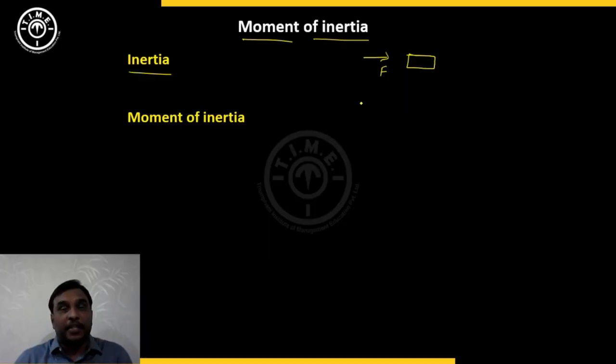If it is in a state of rest, it wants to stay in the same state, or if it is moving with a constant speed, it wants to keep moving at the same speed until any external force acts on it. That is inertia. The simple definition of inertia is the inability of the body to change its state by itself. This is called translational inertia. It is measured in terms of mass. More mass, more inertia; less mass, less inertia.